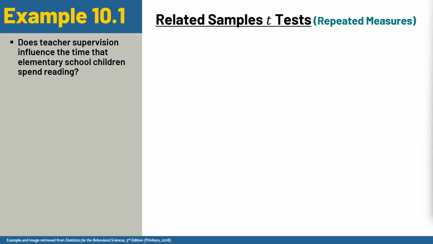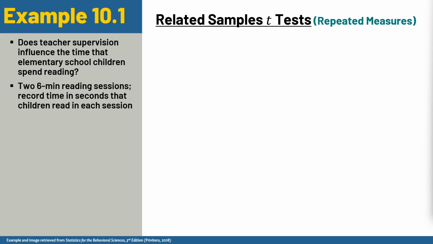So to give a more concrete example here, let's say that we have this research question. We have a bunch of elementary school students. We're trying to get them to read, right? Because these kids these days, they don't want to read. They just want to be on their smartphones and whatnot. And so let's say we want to see if having a teacher around, having that supervision, will actually encourage elementary school students to read more. And so what we do is we have 2 reading sessions at 6 minutes each, and we record the time in seconds that each child reads during those 6 minutes, right? Or at least gives the impression of reading, right? Stares at their book intently, and at least is convincing the recorder that they're actually reading and not just daydreaming.